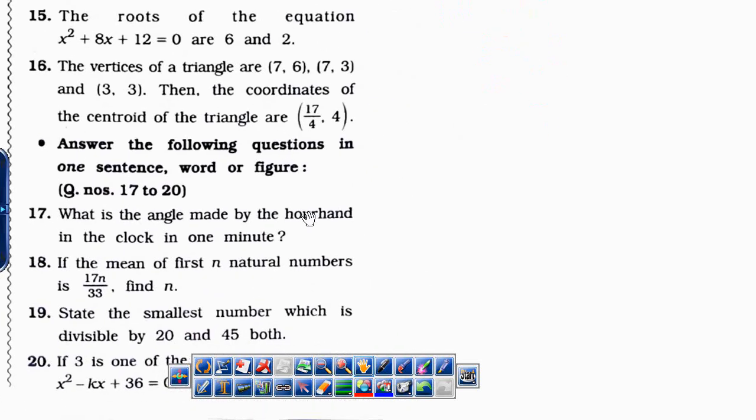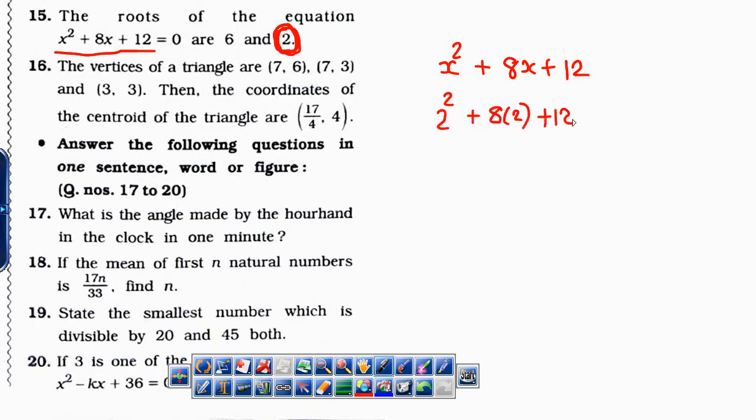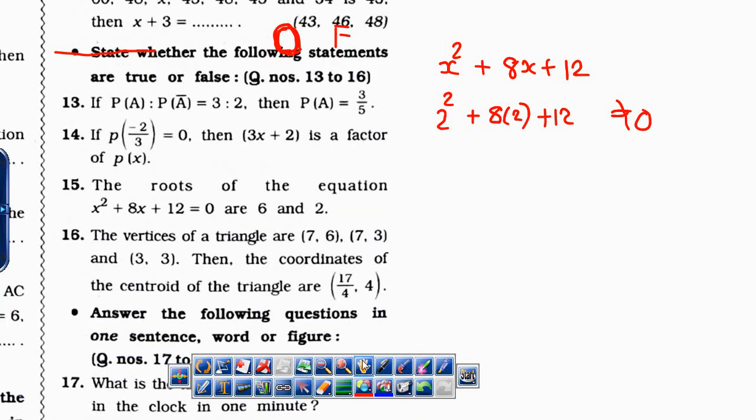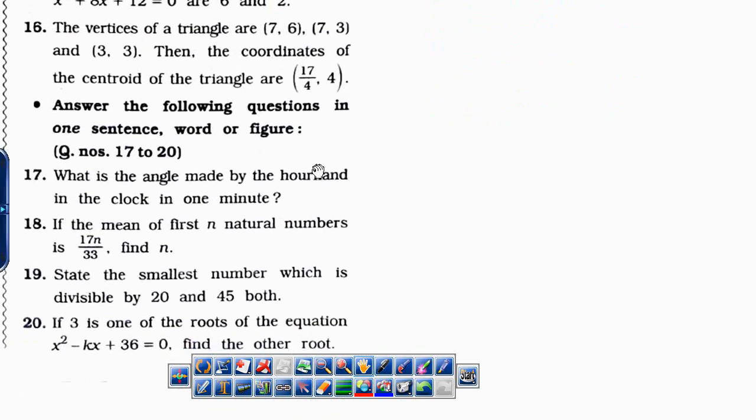The roots of the equation so and so are 6 and 2. Instead of doing middle term splitting, just check whether 2 is a root of x² + 8x + 12. Substitute 2 and check whether 0 comes or not. 0 will not come. Therefore the answer is false. 6 and 2 are not the roots of the equation, because if they were roots, the answer would be 0.